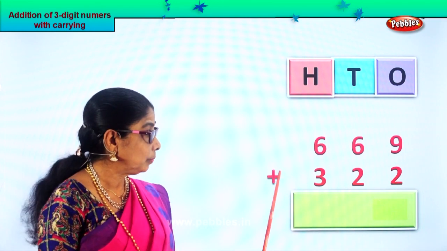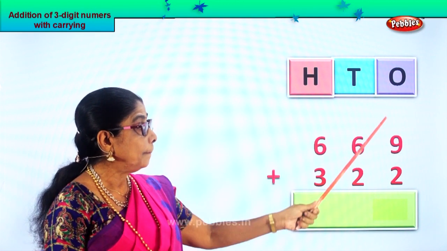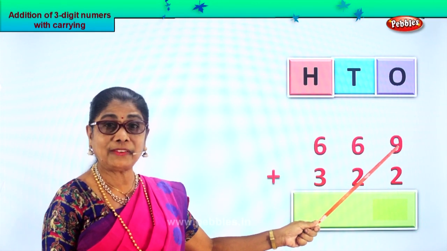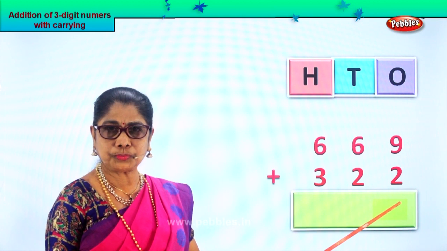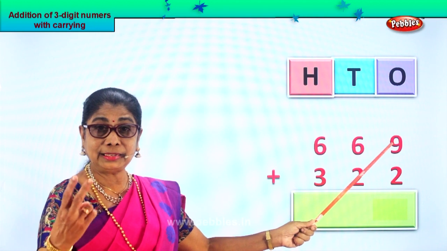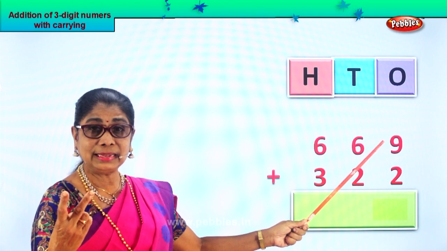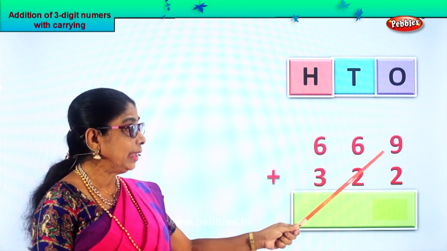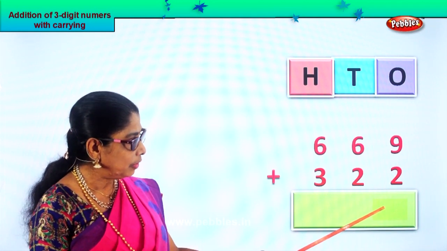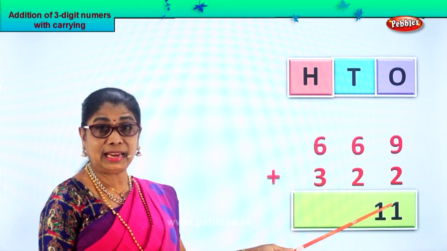669 plus 322. First, we'll add the numbers in the ones place. Look, in the ones place, we have 9 plus 2. Keep 9 in the mind, always put the bigger number in your mind, and take two fingers up. After 9, 10, 11. Now we get 9 plus 2, 11 ones. First, we place the 11 ones here. Look, 9 plus 2 is 11.